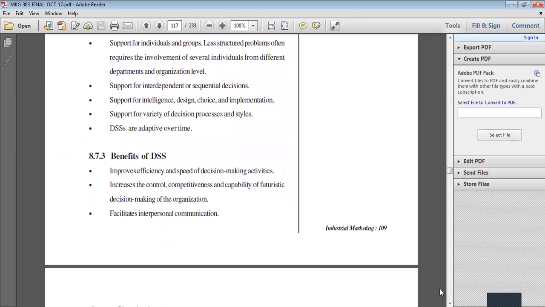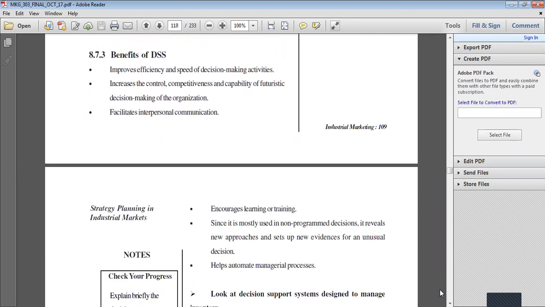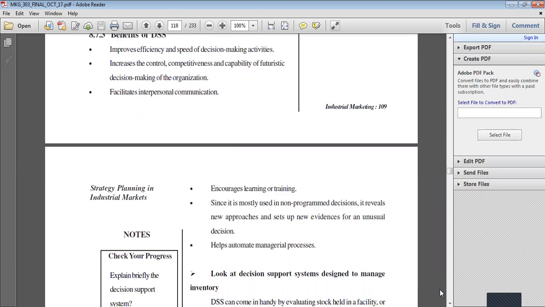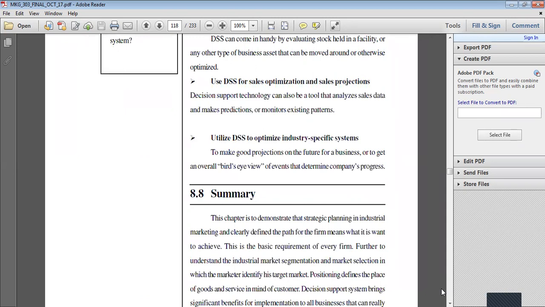Benefits of a DSS: it improves the efficiency and speed of decision-making activities, and increases the control, competitiveness and capability of decision making in the organization. It facilitates interpersonal communication and encourages learning or training. Since non-programmed decisions are the most used, it offers new approaches and sets up new events for unusual decisions, making the marketing process automated.